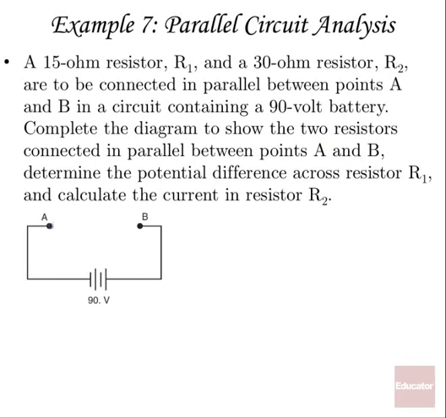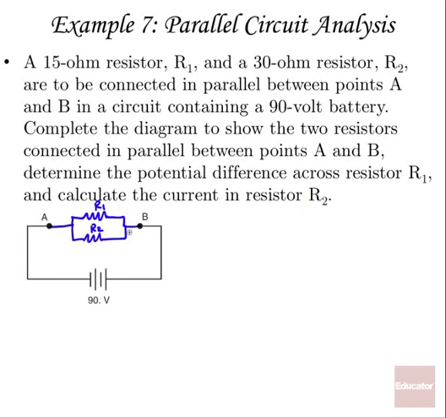Well, if they're in parallel, we must have two current paths. So let's make that one of them, and we'll make that the other. Current has two different directions to go here, R1 and R2. Good. Now determine the potential difference across resistor R1 and calculate the current in resistor R2.